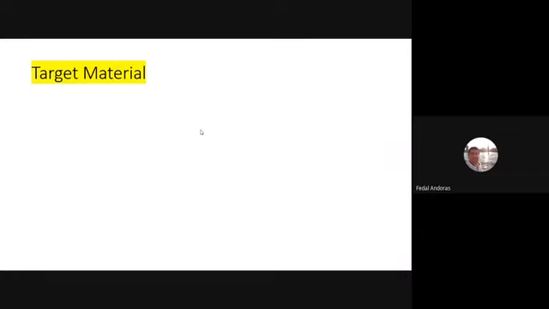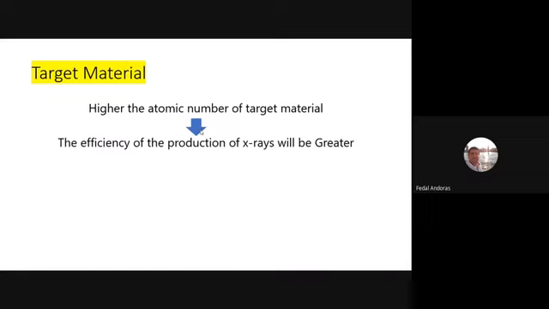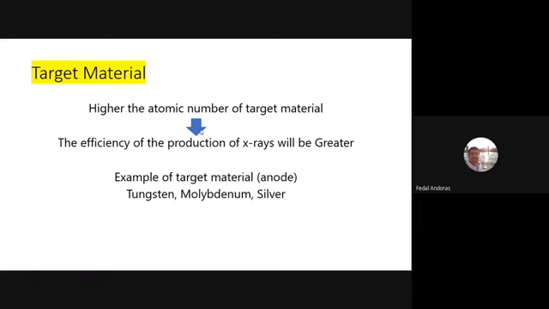Target material. Of course, the target material has an atomic number. So the higher the atomic number of the target material, the greater the efficiency of X-ray production. It's straightforward. We talked about how most target material is tungsten, but some might be molybdenum or silver. So why is tungsten more used? Because it has a higher atomic number in comparison with the others. So at the end, the X-ray production efficiency will be greater. These are simple things, I think.